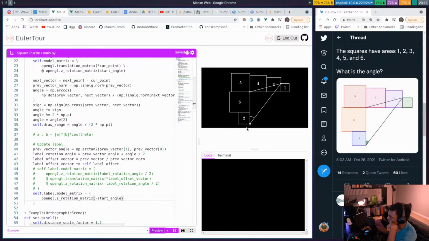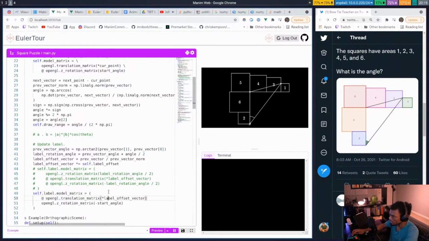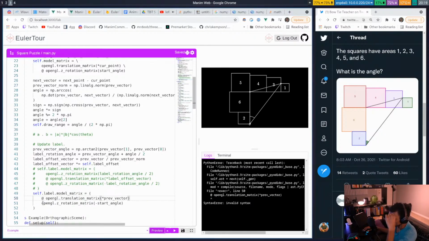Or what's the right vector? You want the vector pretty much pre-vector. The pre-vector angle rotated by theta over 2? I guess this is why I translated it. Okay, let me try this. Translate it by the pre-vector. Like this.